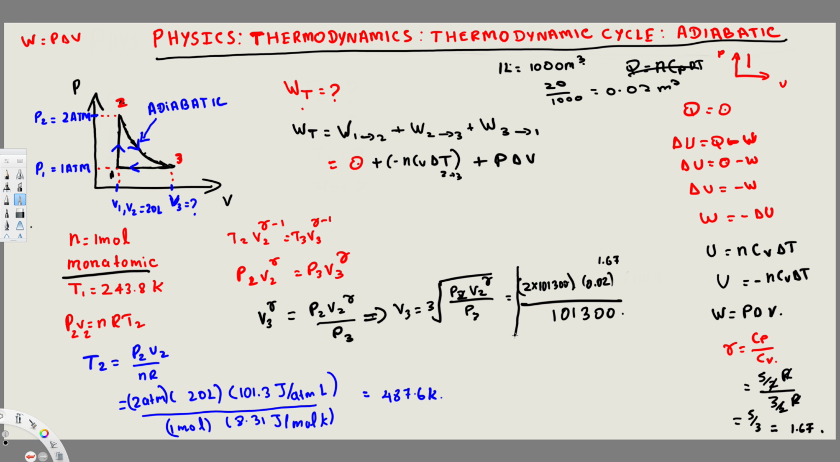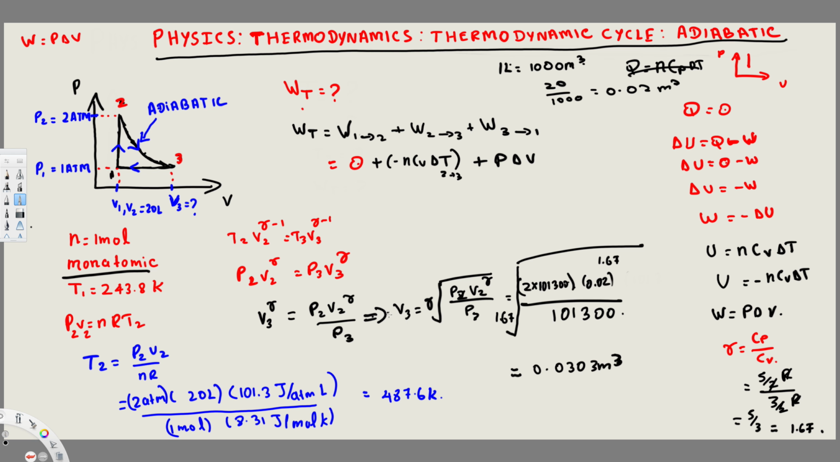All of them are in gamma root, right? This is not 3 actually. This is 1.67 gamma root. So this is first put gamma. This is 1.67. And then if you plug these values in the calculator, you are going to get a value of 0.0303 meter cube. So that's the value we get.